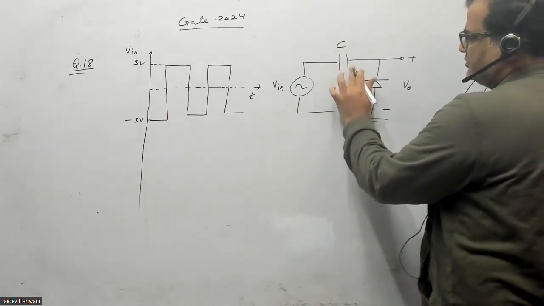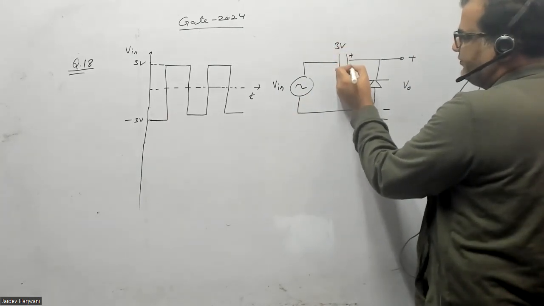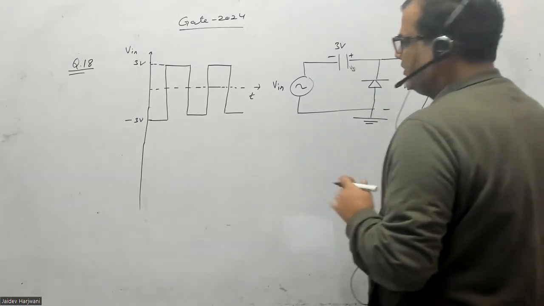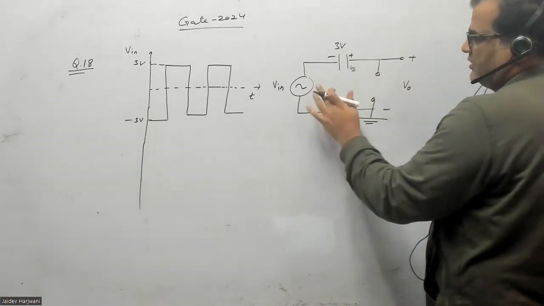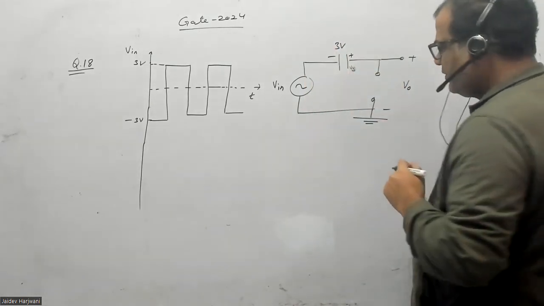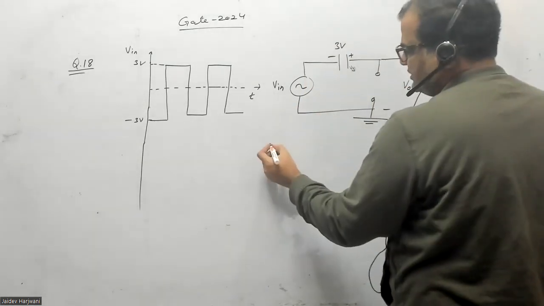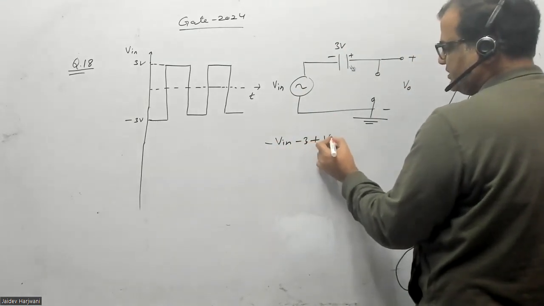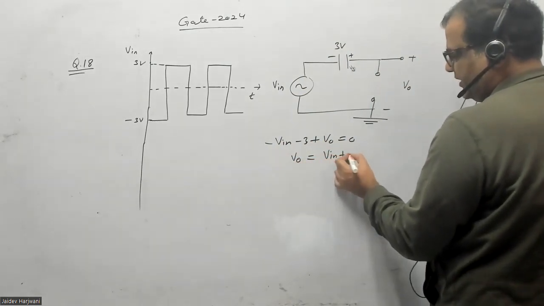So here the voltage across the capacitor will be VC, which is equal to 3 volt. Once it is charged up to 3 volt, this diode will always be in reverse bias condition because the input voltage can be at max equal to this voltage. Now we can find the output. If I write this loop equation, it will be minus V input minus 3 volt plus V naught equals 0. So V naught will be equal to V input plus 3.